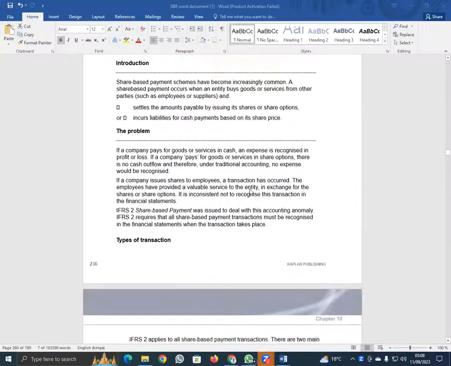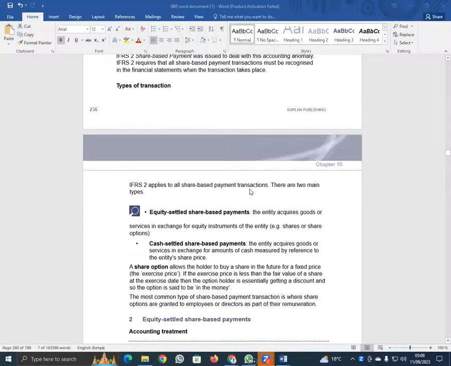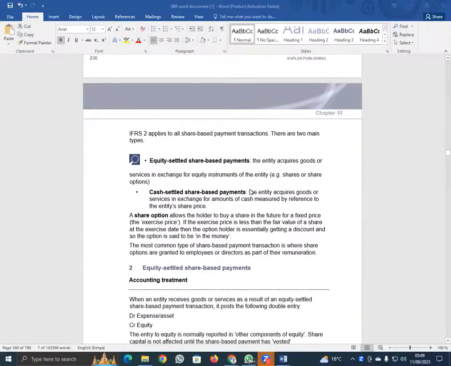Now, please listen to me very well. We have just mentioned, and we are reiterating again, that IFRS 2 applies to all share-based payments. There are two main types. Number one, we have equity settled share-based payments. The entity acquires goods or services in exchange for equity instruments of the entity.